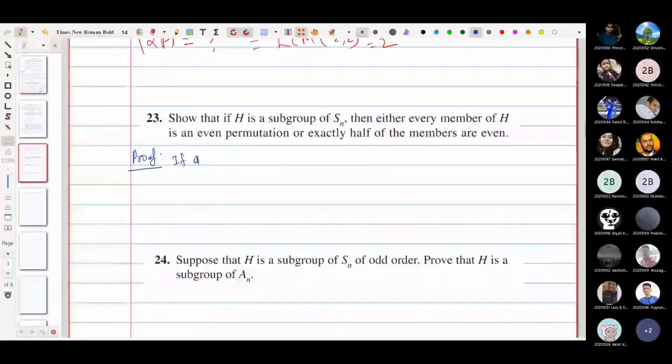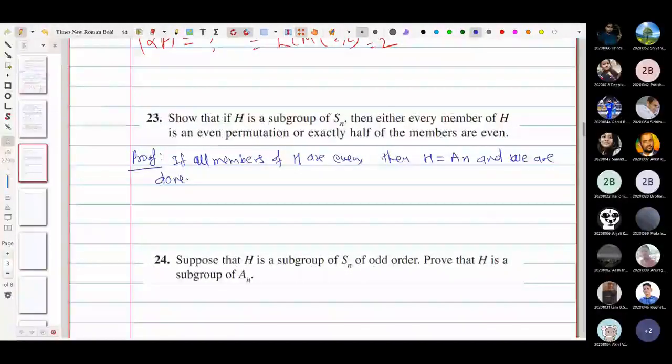If all members of H are even, then H equals A_n, and we are done because A_n contains all even permutations and is also a subgroup of S_n.